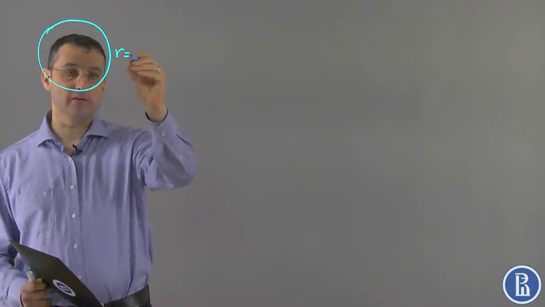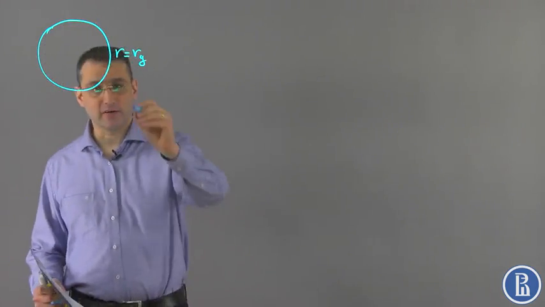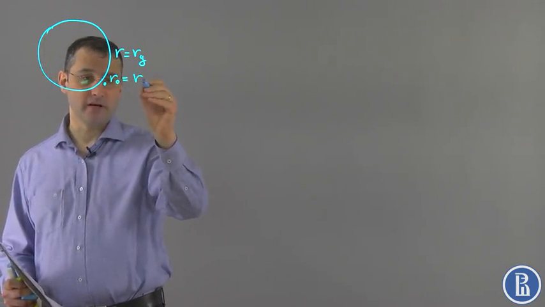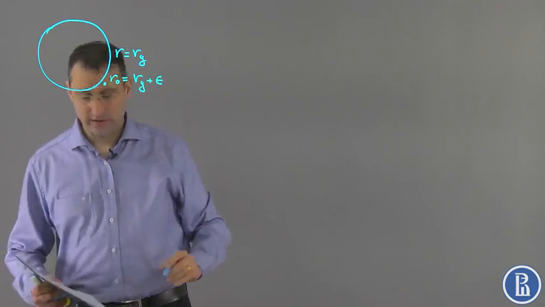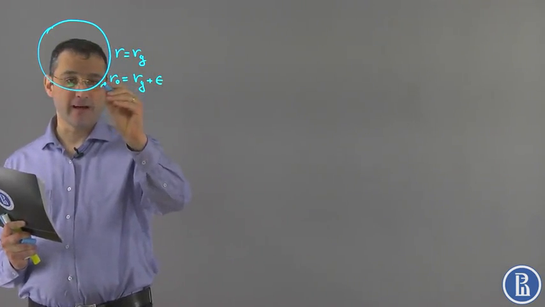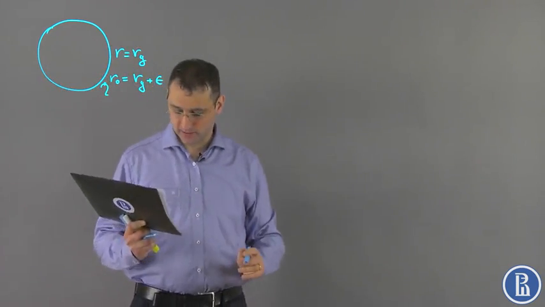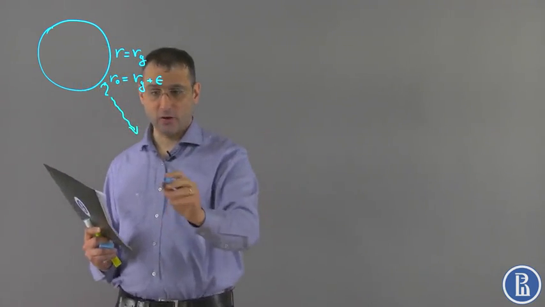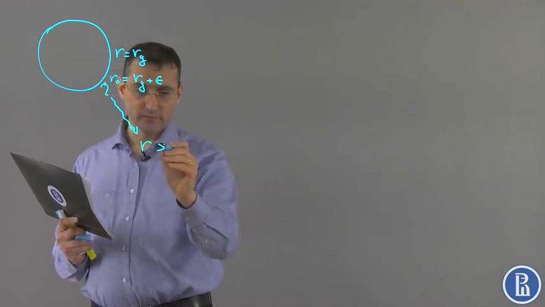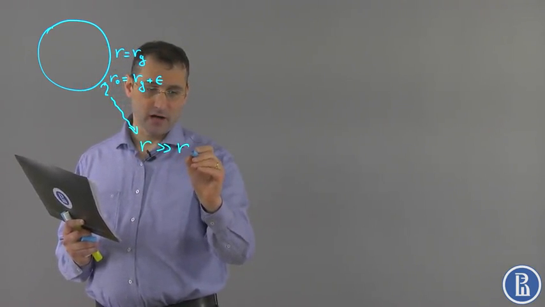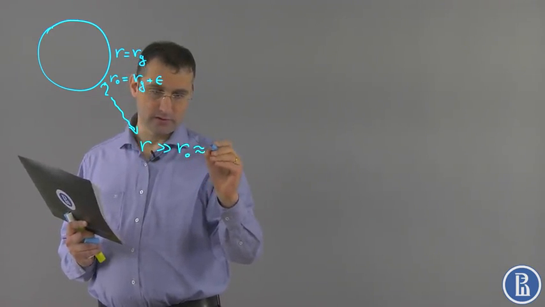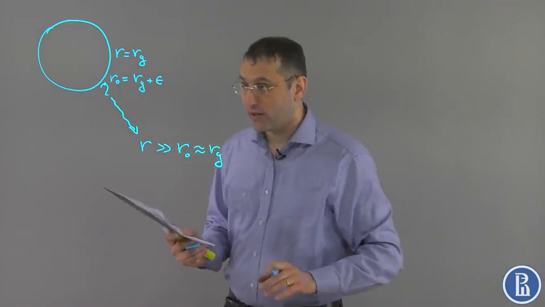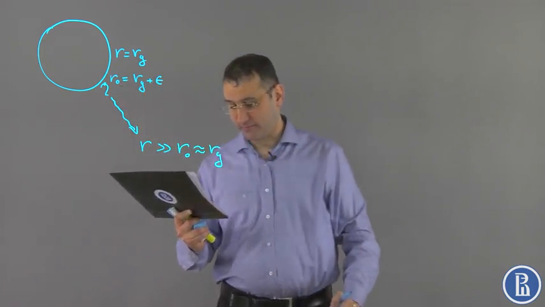So this is r equals r_g. In the very vicinity of this black hole, at the radius r0, which is r_g plus epsilon, there is a creation of a wave packet. There is a wave packet created at this position, and it climbs out of the gravitational potential and goes to some radius r, which is much greater than r0, which is approximately r_g. So this is the situation, and we want to see what happens with this wave packet.